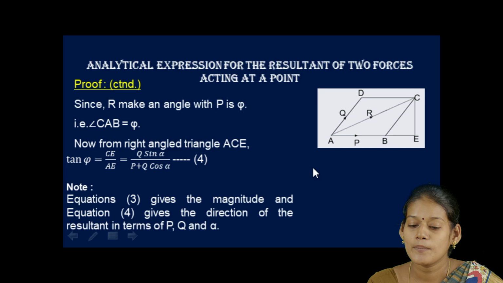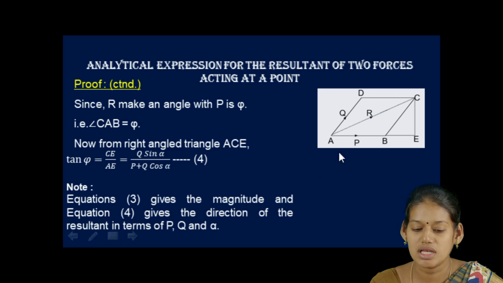And next, the angle phi is with P, so angle CAB is phi. Now from the right angle triangle ACE we get tan phi. Tan phi is opposite side by adjacent side, that is CE by AE. CE is Q sin alpha and AE is P plus Q cos alpha. So equation 4 gives the direction of the resultant in terms of P, Q and alpha.